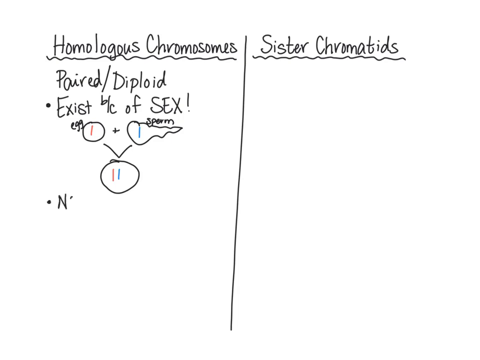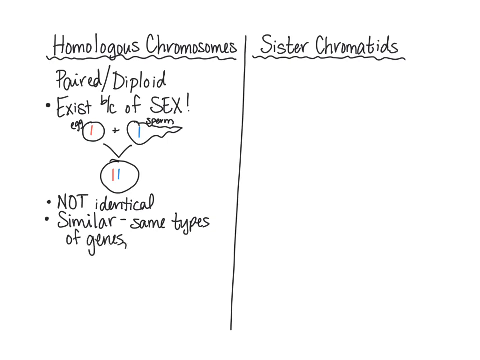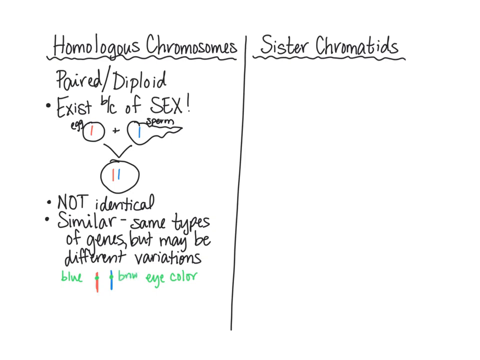Now, homologous chromosomes are not identical to each other. So they're not identical, but they are similar in that they carry the same type of genes, but they may contain slightly different variations of the same gene. So we can use the example of eye color, where you might end up with a chromosome from your mom and a chromosome from your dad, and they both code for eye color. So they both contain the recipe for how to make the color of your eyes. But the different variations might be that your mom gives you information on how to make blue eyes, and your dad gives you information on how to make brown eyes.